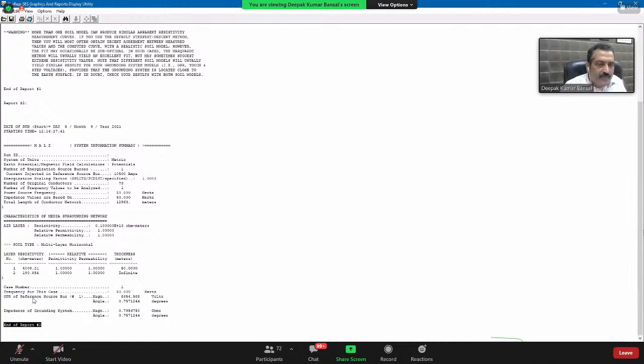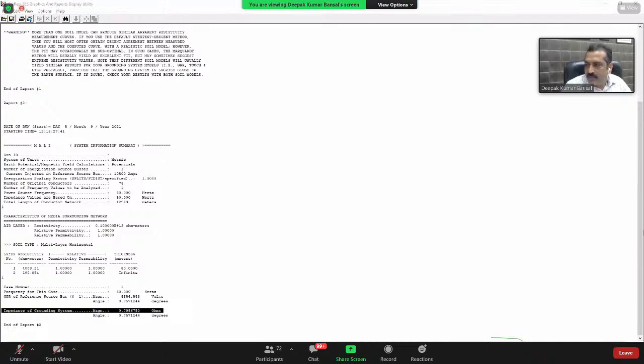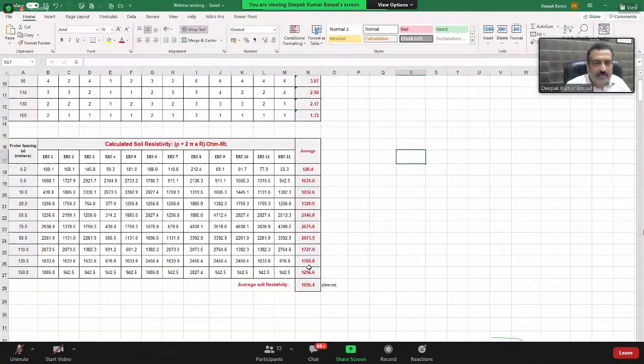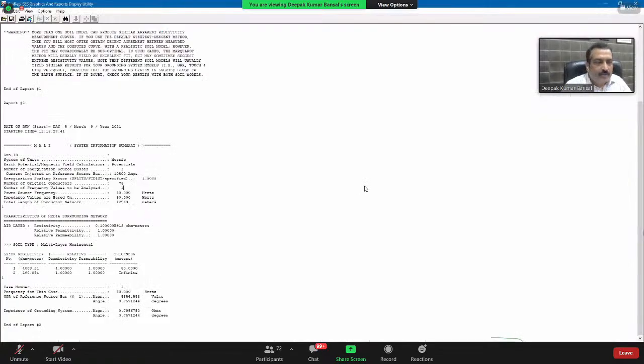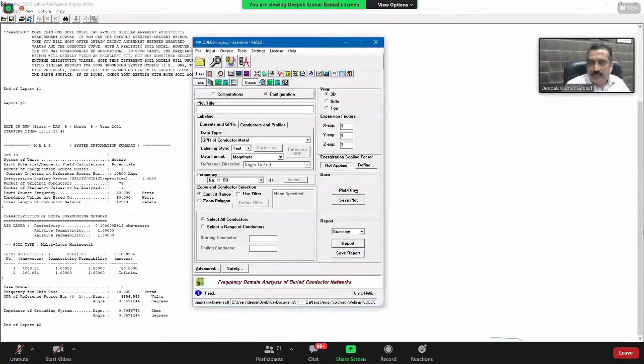So now you can see that it has calculated the ground impedance. Ground impedance in our case is coming around 0.7965 ohms. So this is very important. First of all, this is the most important part which everybody wants to see immediately. That will save for future. Okay. So this is the resistance we have got. And now we can see the other parameters.